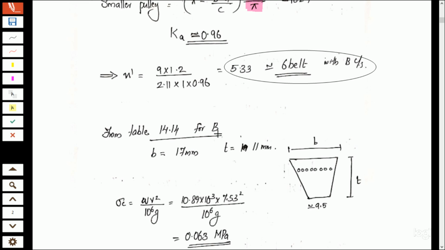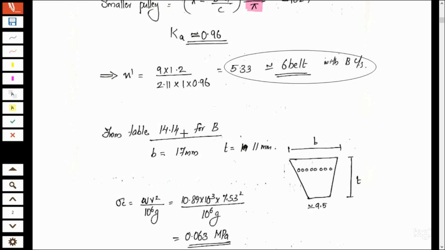This is also an important parameter, because during our introductory class I told you we have different cross sections for the belt, and the cross-sectional value is constant. You cannot alter that because it is readily available in the industrial standards. So what we are going to do is select a particular belt and find all the essential values. We are not going to alter the B and T.